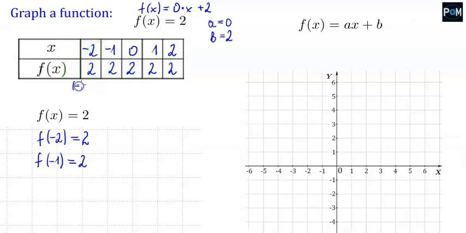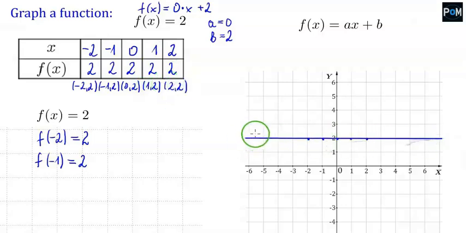The first point is point negative 2, 2. And this point, negative 2, 2, is 2 to the left, 2 up. The next point will be point negative 1, 2, meaning 1 to the left, 2 up. 0, 2 is another point. That is, 0 to the right or left, 2 up. It will be right here. The next point is 1, 2, meaning 1 to the right, 2 up. And the last point is right here. We draw a straight line and label it.